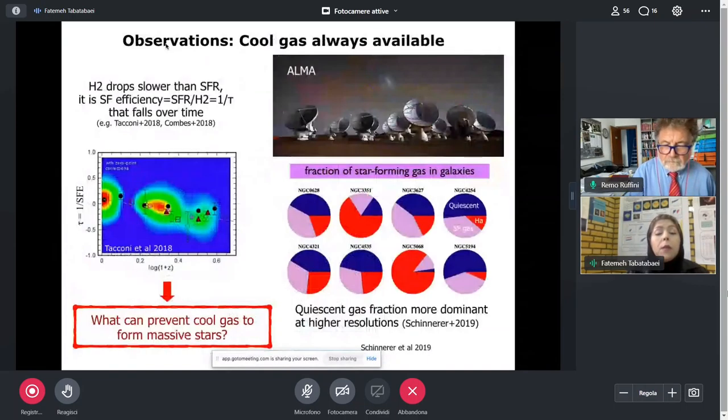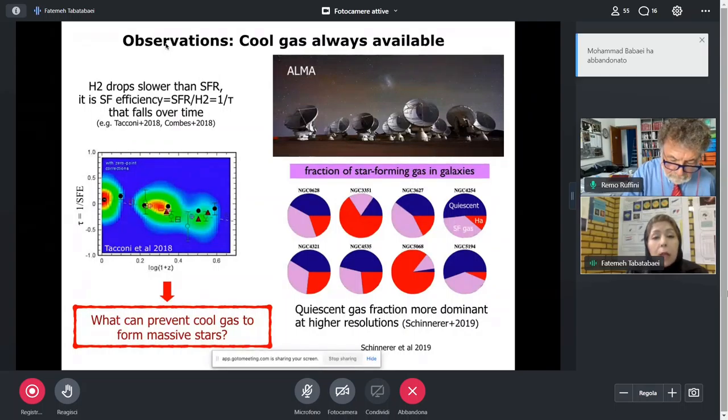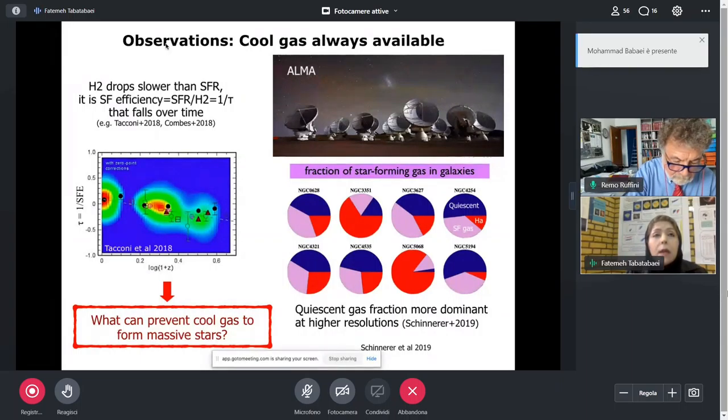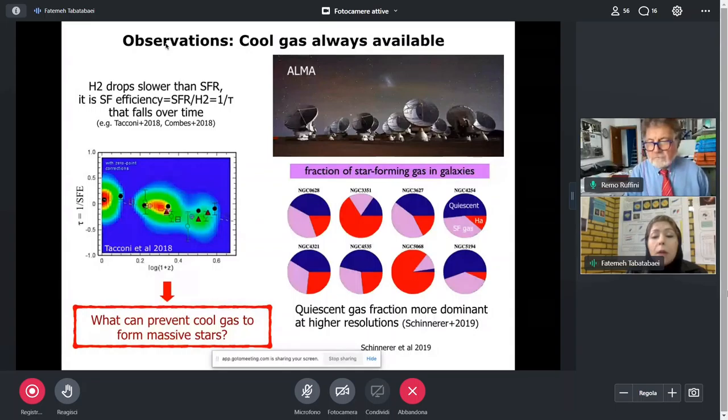On the other hand, observations in millimeter, like those with ALMA, show that cool gas has always been available to the galaxies to form stars. But for an unknown reason, they do not form. It means that it is the star formation efficiency which drops over cosmic time. It's also interesting to note that there is a lot of hidden quiescent gas in galaxies, which has been resolved in nearby galaxies, but we miss this amount of gas in integrated studies at high redshift.